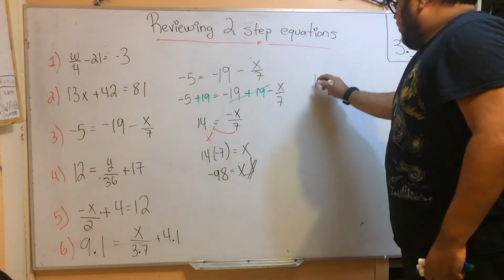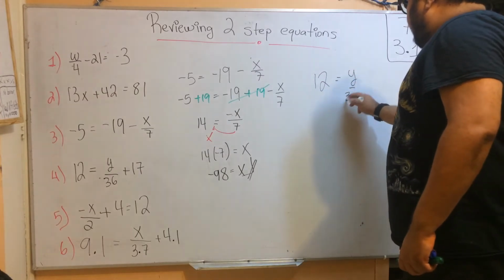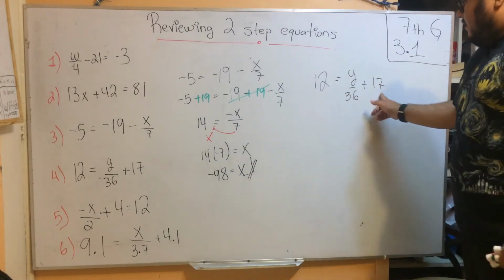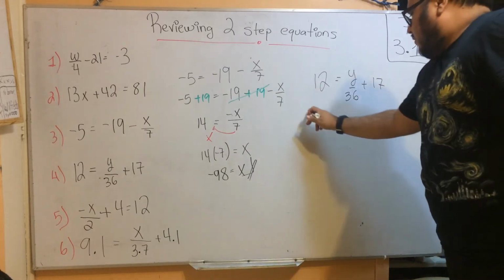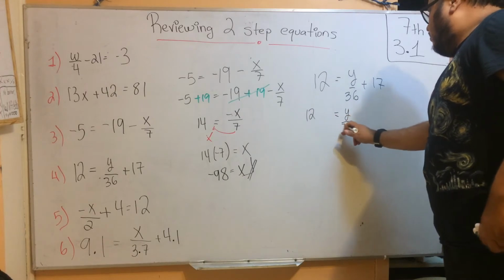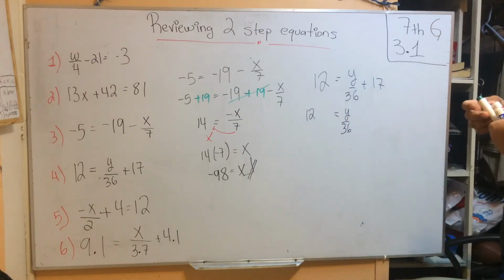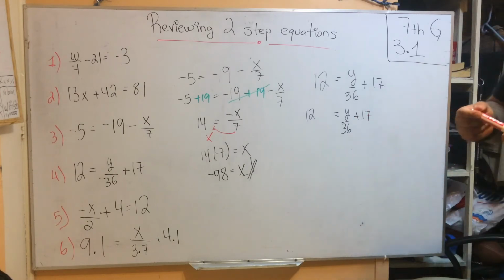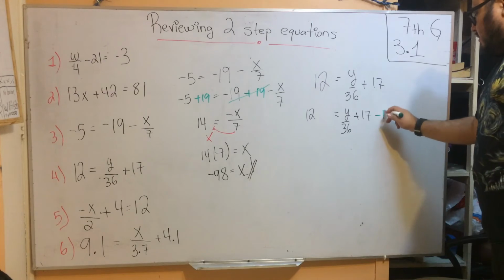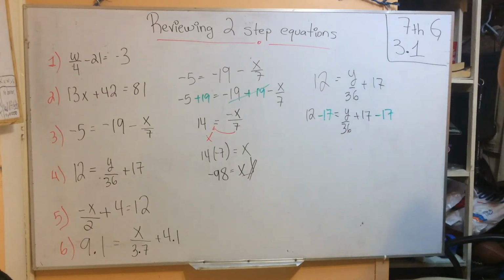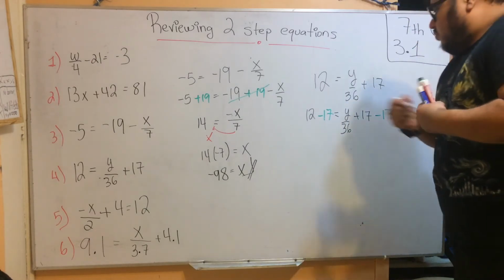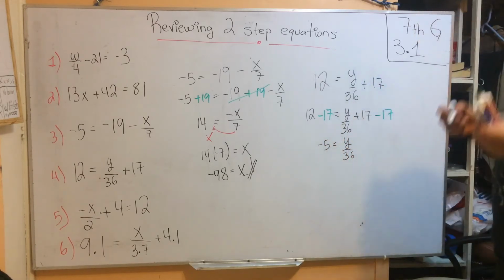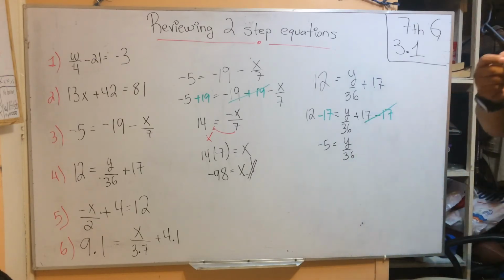Number 4 says 12 equals y over 36 plus 17. Okay, so the first step is trying to eliminate this 17 so that we can work on the y. Okay, so we have 12, we leave some space, y over 36. Okay, oh sorry, plus 17. Okay, and so that we can eliminate this term, we're going to subtract 17 on this side and 17 on this side. Okay, so in here we're going to have 12 minus 17 minus 5. Okay, and this becomes 0. 17 minus 17, 0.